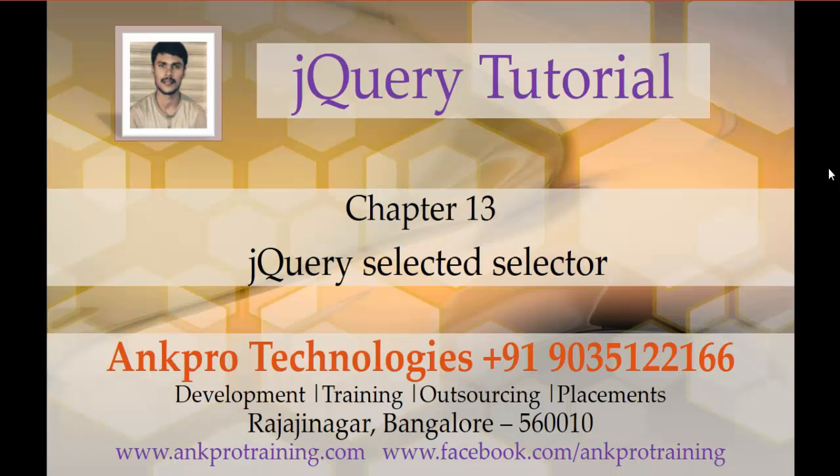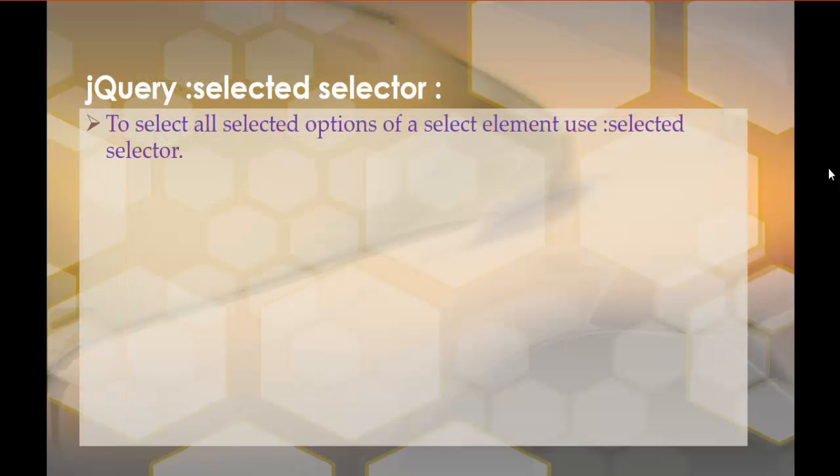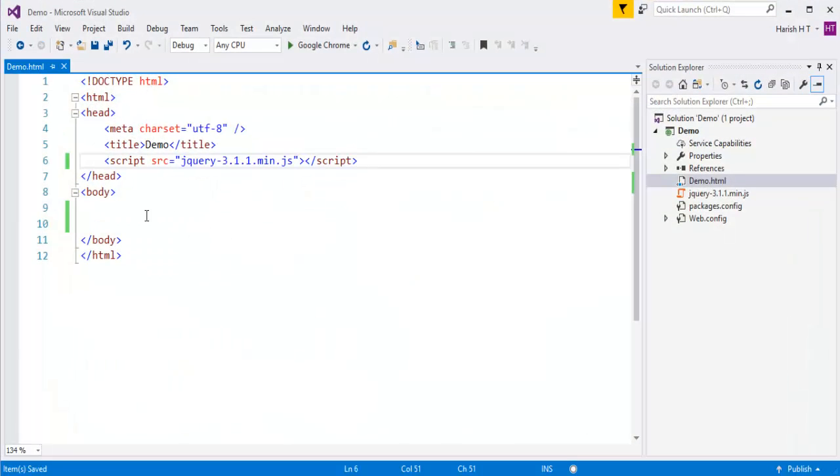My name is Harish. In this session, we are going to learn about the jQuery selected selector. Keep in mind, to select all selected options of a select element, we need to make use of this selected selector. This session does not consist of many presentation slides, so let me jump into Visual Studio and show you a demo of how we can make use of the selected selector.